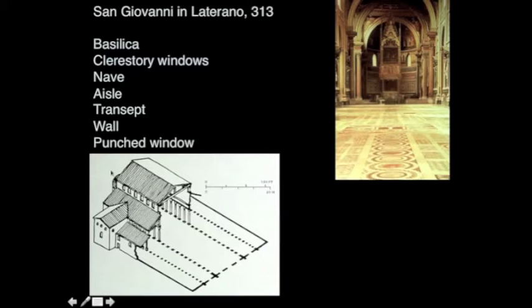Excellent. Yeah, so it has this characteristic plan type of aisles flanking a nave. Yes, is your hand up back there? Excellent. They added a transept to the shape of the basilica and formed a cross.